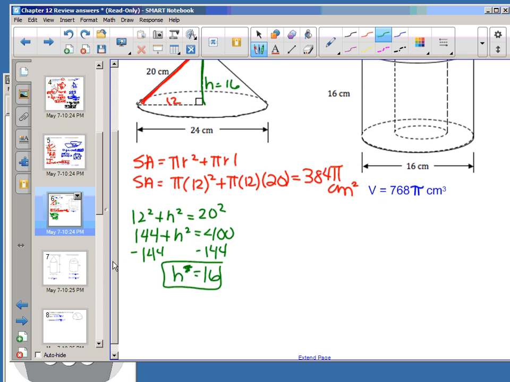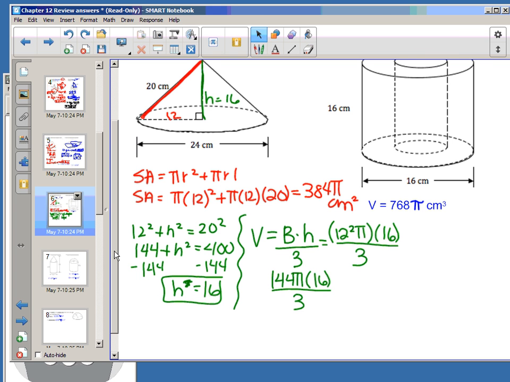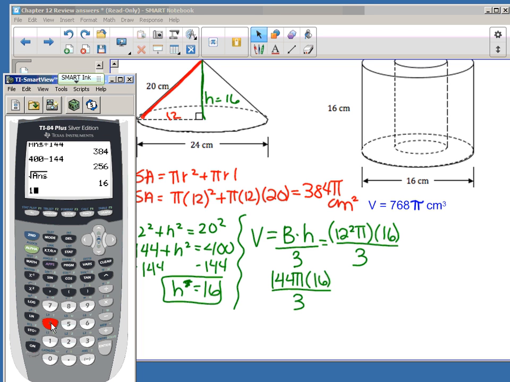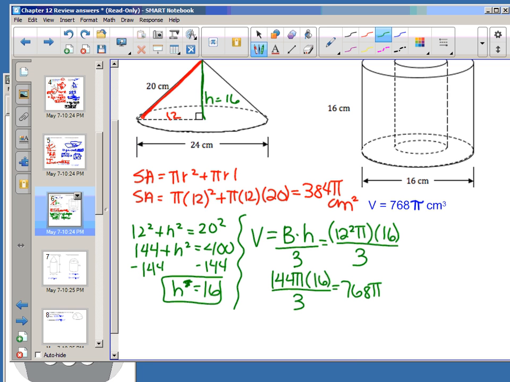Right, so again, the volume of a cone is base times height, and you have to divide it by 3. My big B is going to be the area of the base, which is going to be 12 squared pi. And my height, now that I know, is 16. And I'm going to divide that by 3. So I get 144 pi times 16 divided by 3. When I calculate that, I get 144 times 16, 768 pi. And it's in centimeters cubed now.